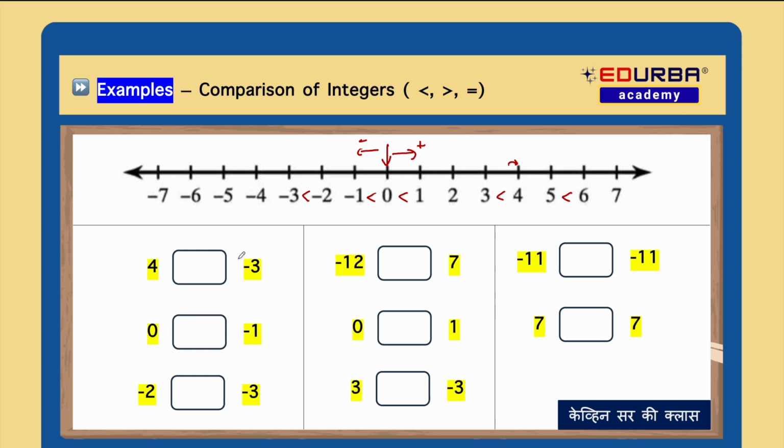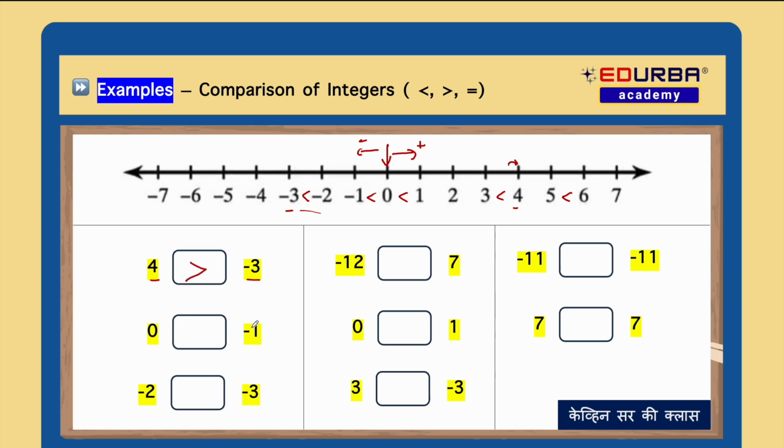So if two integers are given, you have to simply find out which one of them will come to the right side on the number line, and that is going to be the greater integer. So let's do that. Out of 4 and -3, which will come on the right side? So 4 comes here, -3 comes here, so 4 is on the right side. That means 4 has to be bigger than -3.